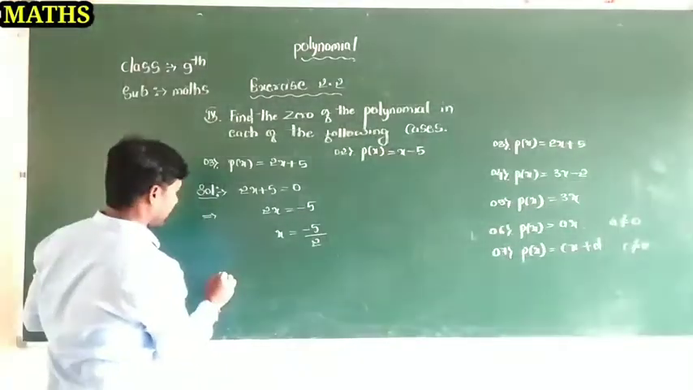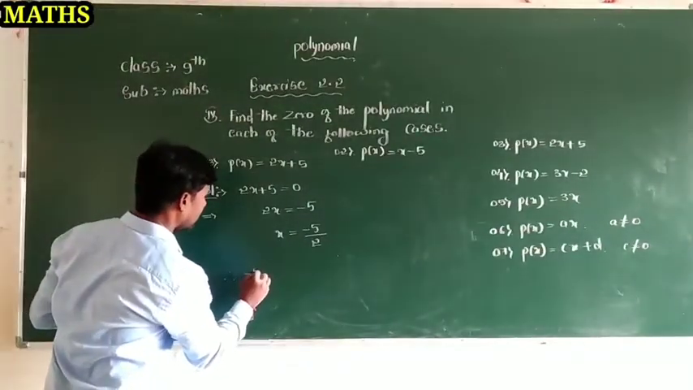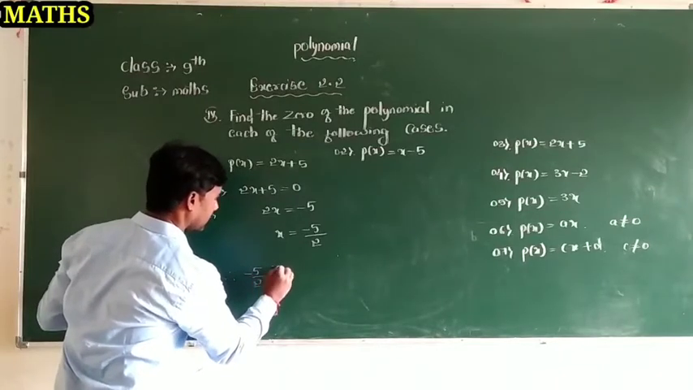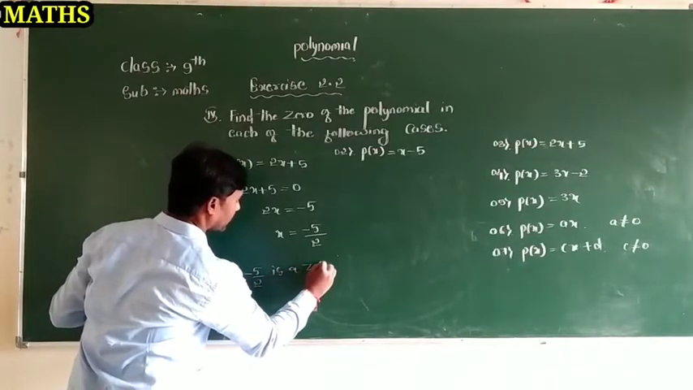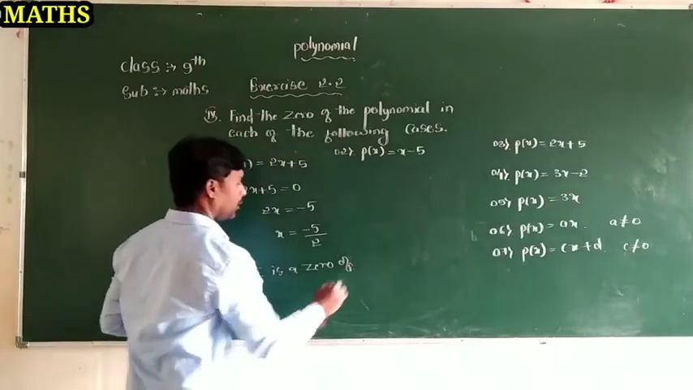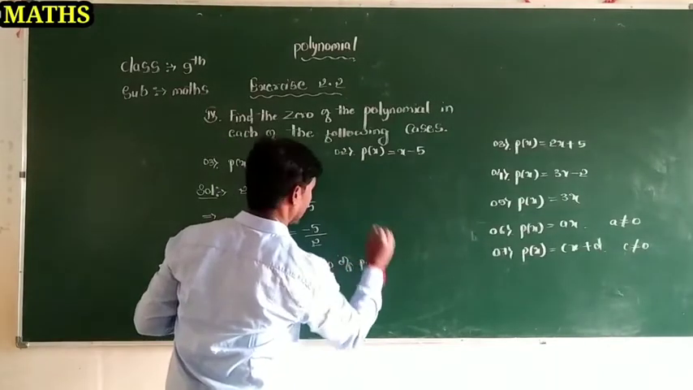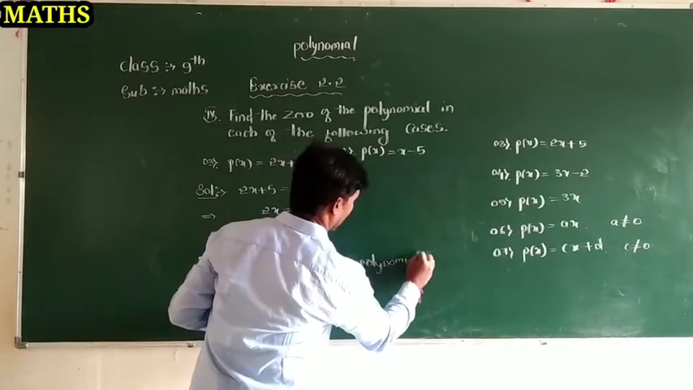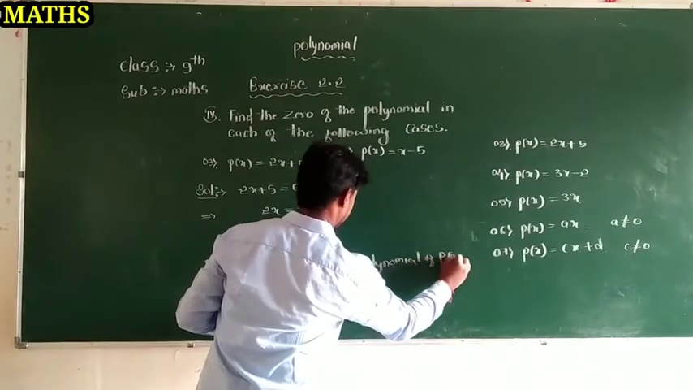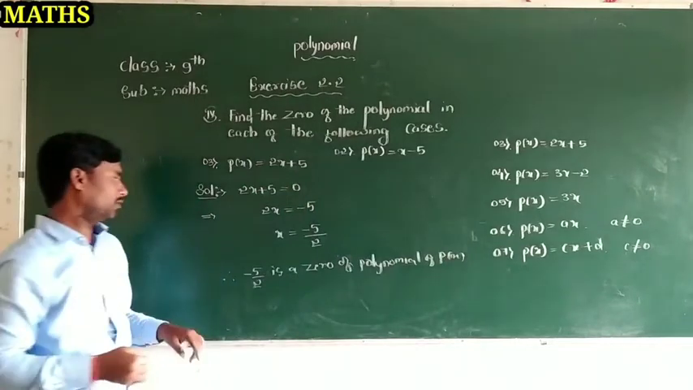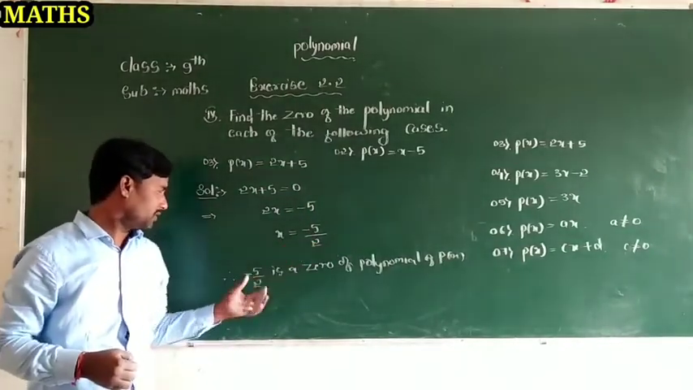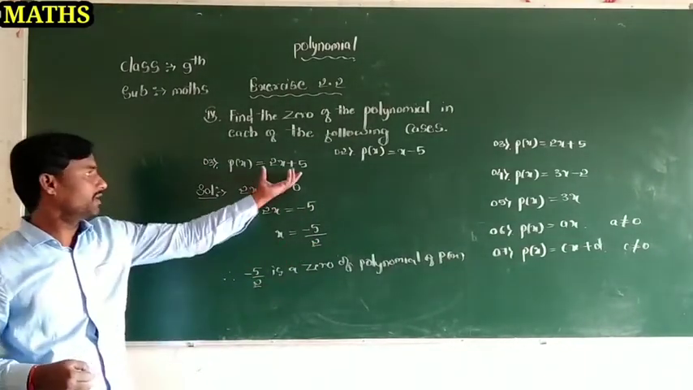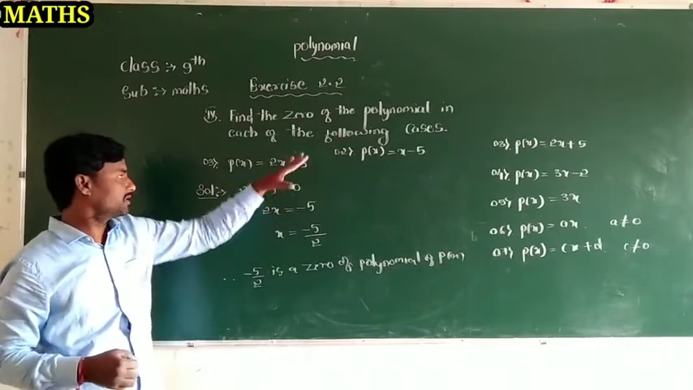So similarly we can write, therefore minus 5 upon 2 is a 0 of the polynomial p of x. This minus 5 upon 2 is the 0 of the polynomial of the given case. Okay, this is the third question.